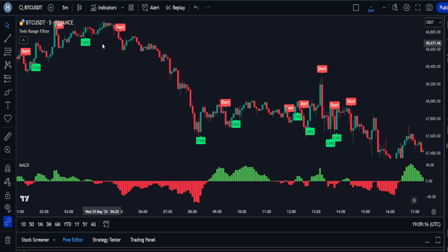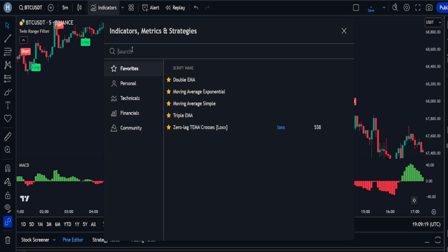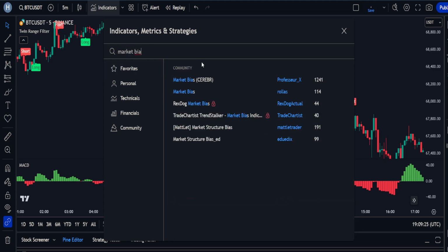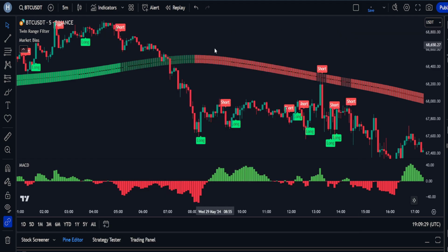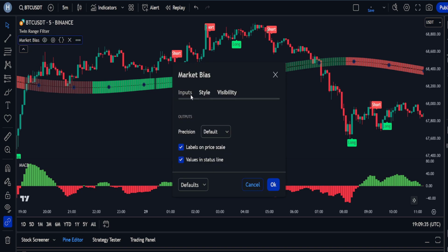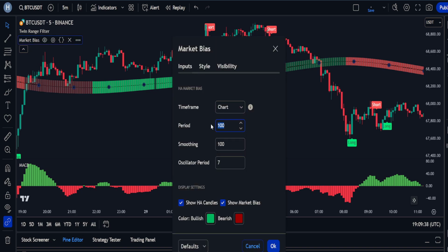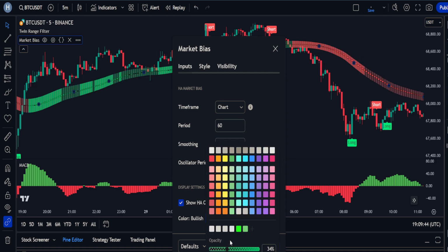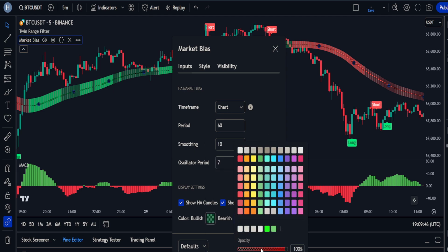Our third and final indicator is called Market Bias. So we will open the Indicators tab again, and here we will search for Market Bias, and then add this one created by Professor X. After this indicator is added to the chart, this is what it's going to look like. We will change some settings for this indicator also. In its settings under the Inputs tab, set the period to 60 and smoothing to 10. I will also decrease the opacity of the plot background so that my trading chart is easy to understand. After these changes are done, click OK.